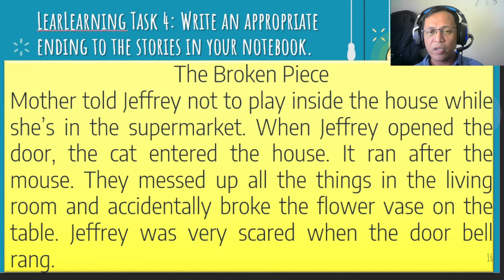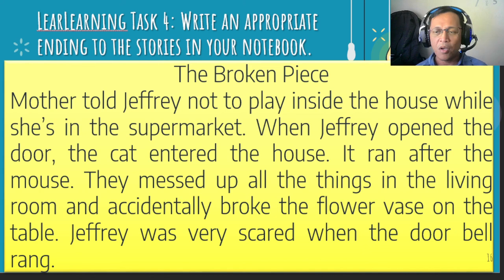When Jeffrey opened the door, the cat entered the house. It ran after the mouse. They messed up all the things in the living room and accidentally broke the flower vase on the table. Jeffrey was very scared when the doorbell rang. What do you think will happen next, or how do you think the story will end?